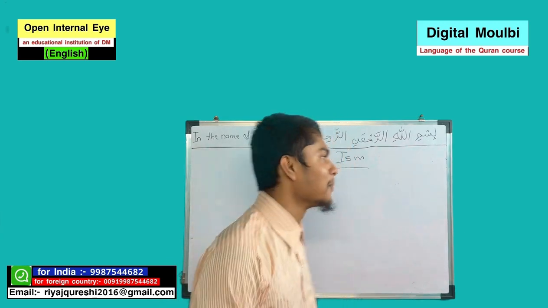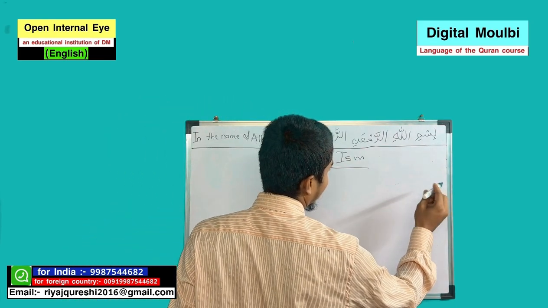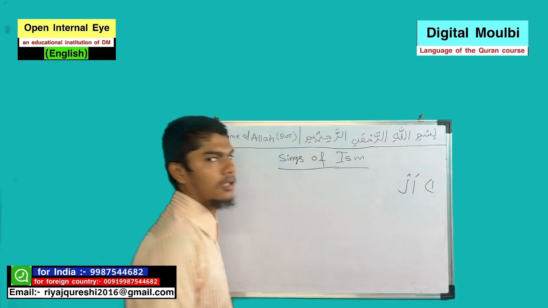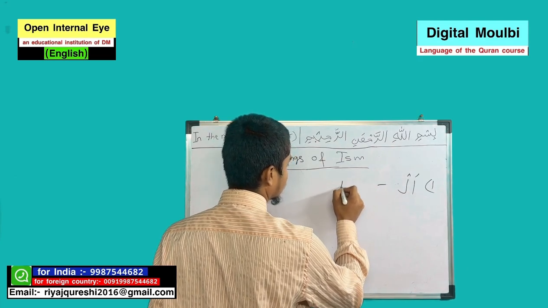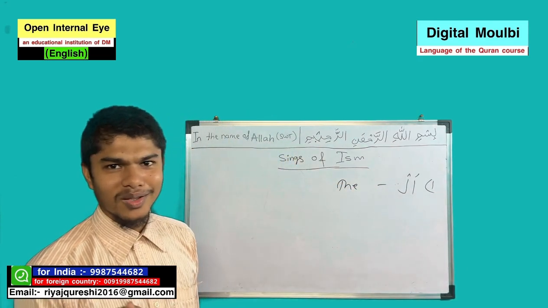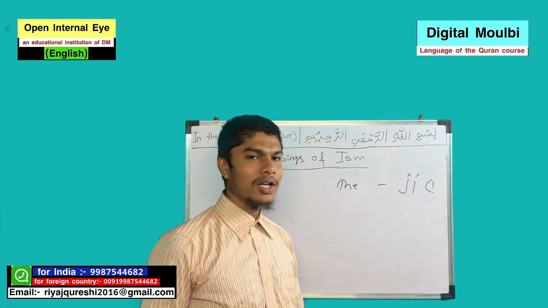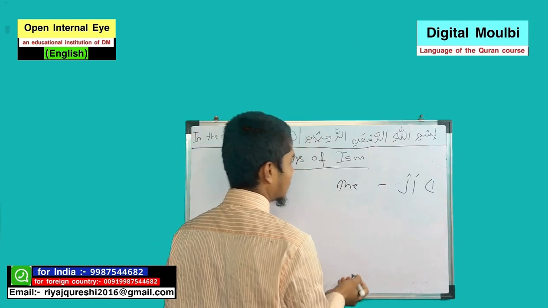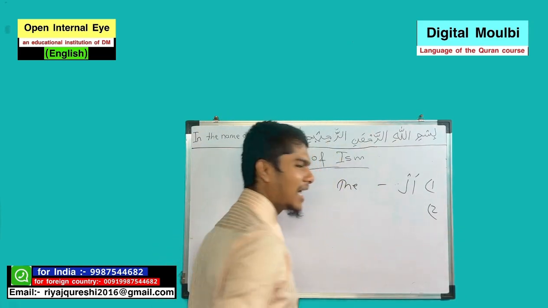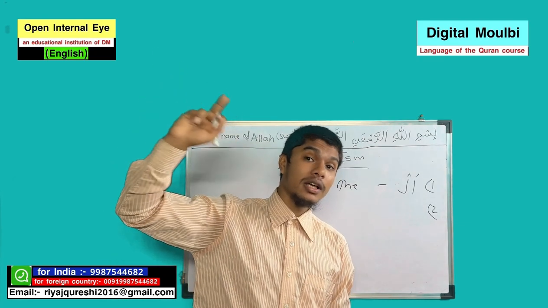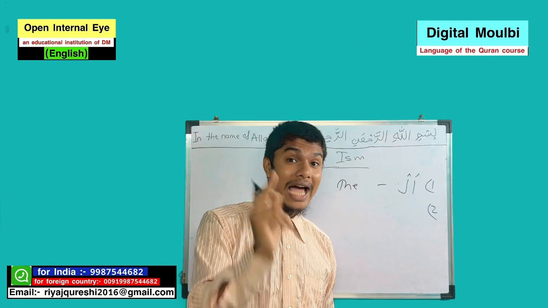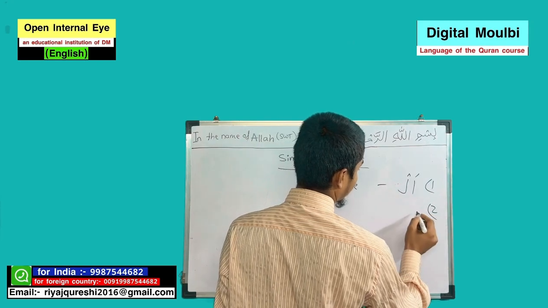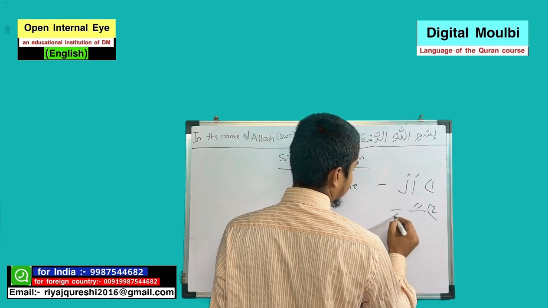What are those signs? Number one is alif and lam, which is called al. Al means the. So this is one of the signs of ism. And number two is what we learned in the first lecture, called harakat, and one of the types of harakat was tanween. So this is the second sign of ism, tanween.